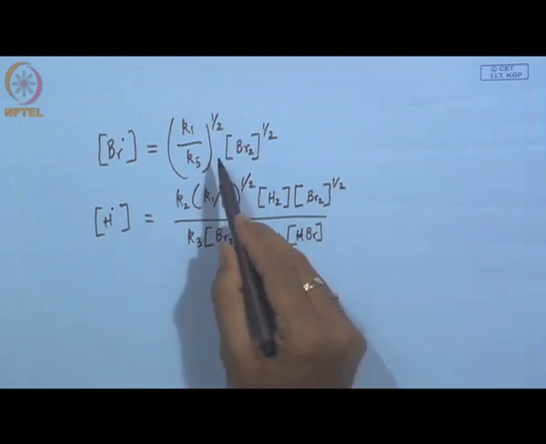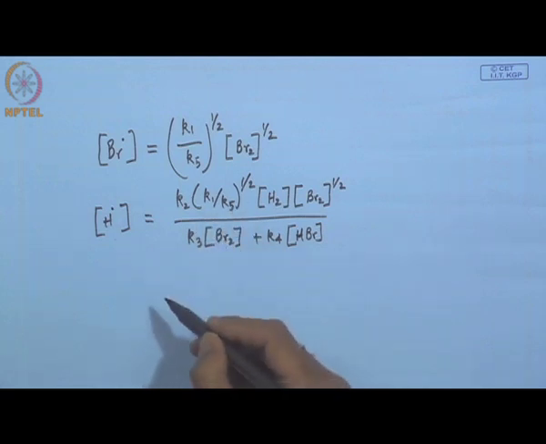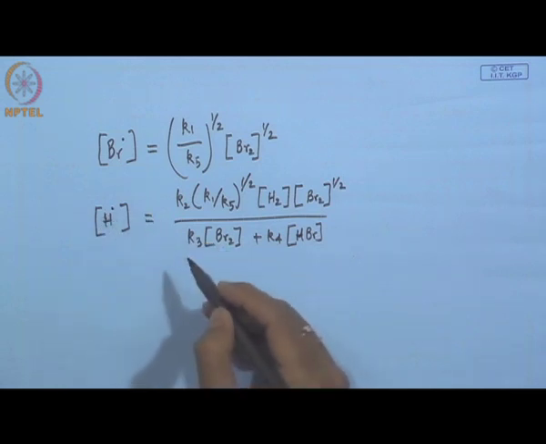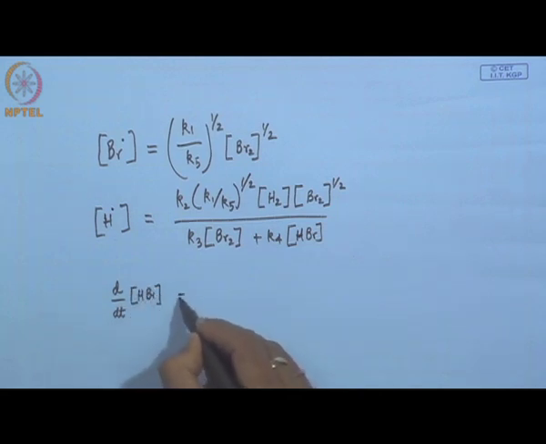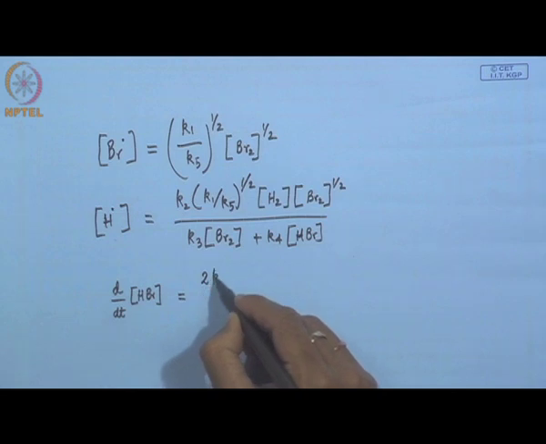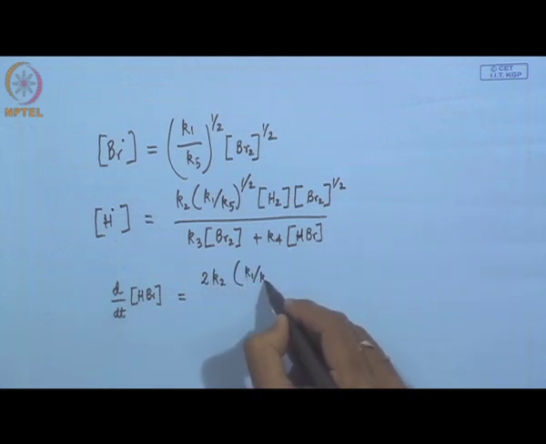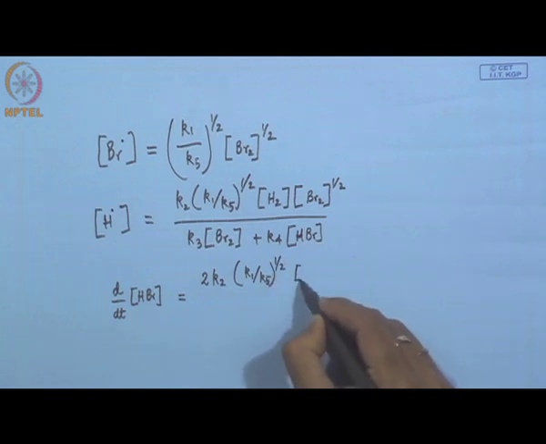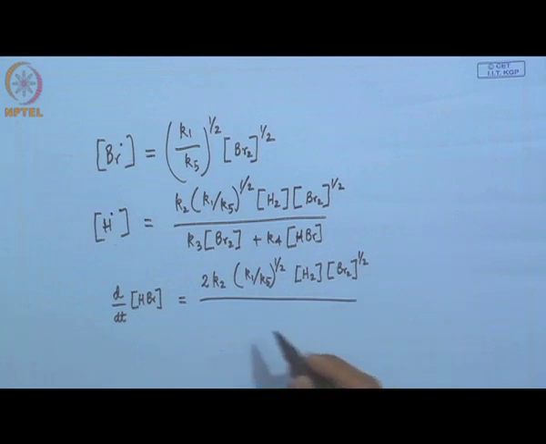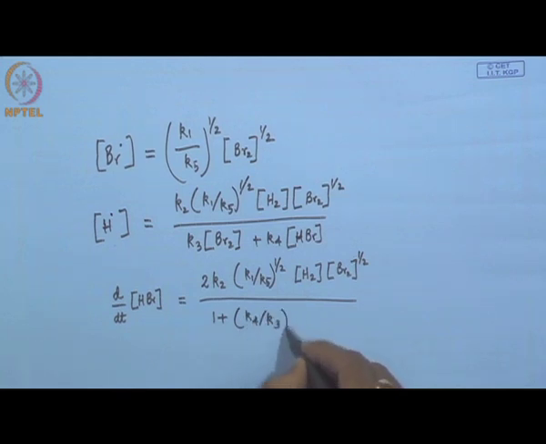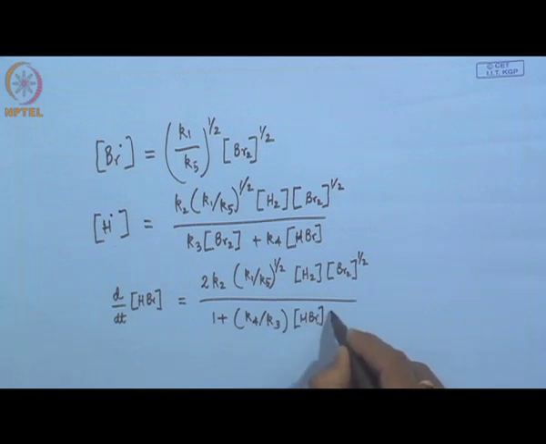So, if you plug in these 2 in the first expression, which is for your rate of production of HBr, that is d/dt of [HBr], then you have to plug in these 2 into the expression that we have, and we will be getting 2k2 (k1/k5) to the power half [H2][Br2] to the power half divided by 1 plus (k4/k3)[HBr]/[Br2].